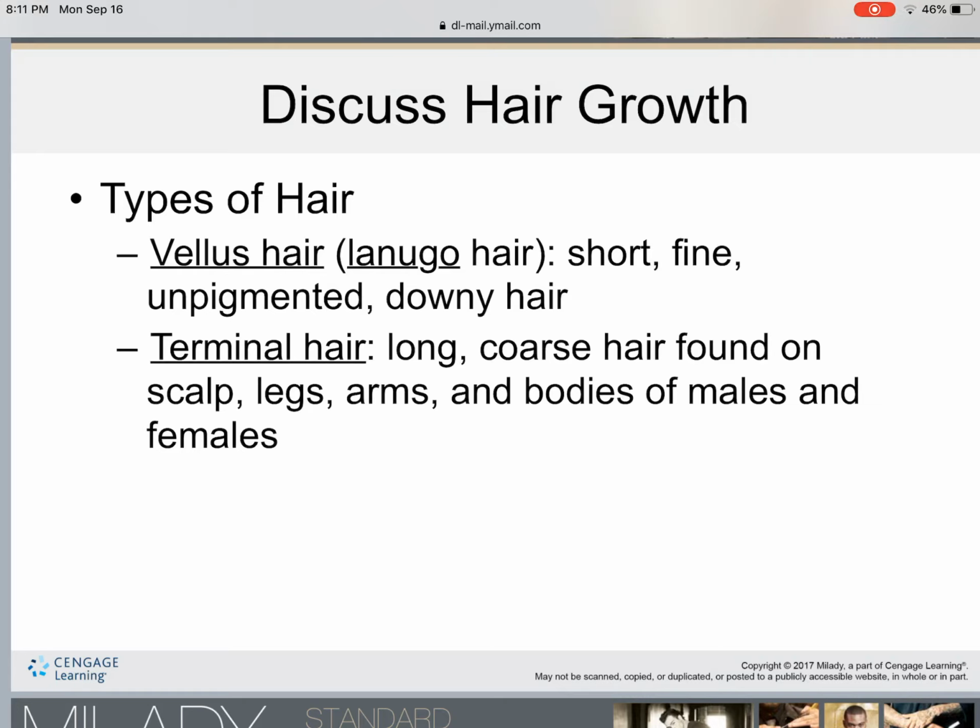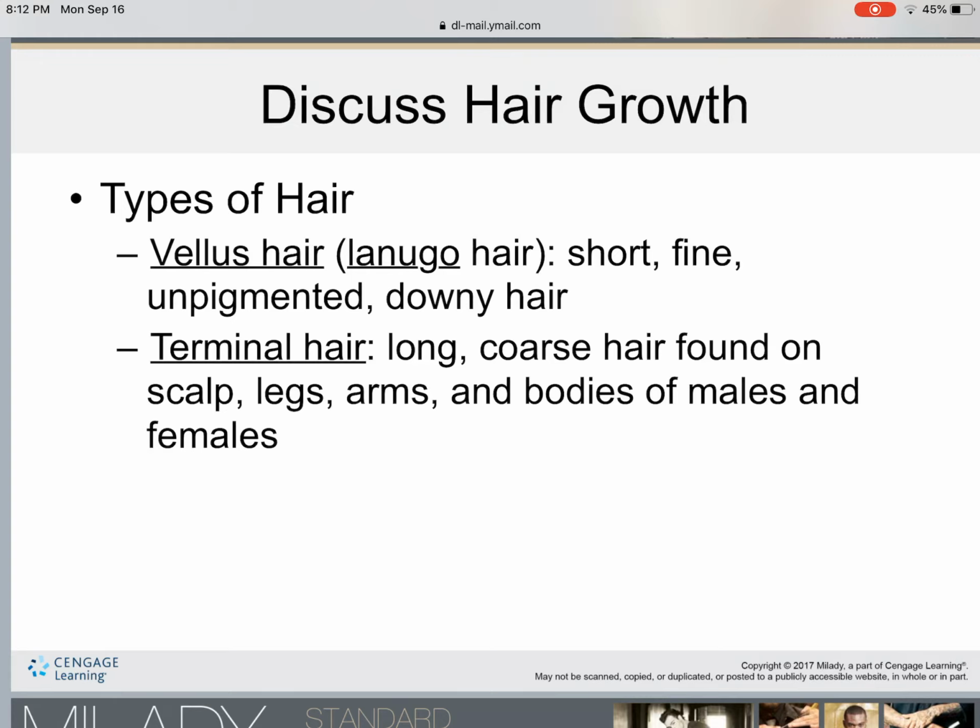Okay, we have two main types, but one type is pretty much broken into two. We have vellus hair and terminal hair. Vellus hair is also called lanugo hair. That's your short, fine, unpigmented, downy hair. It almost never has a medulla or melanin and helps in the efficient evaporation of perspiration.